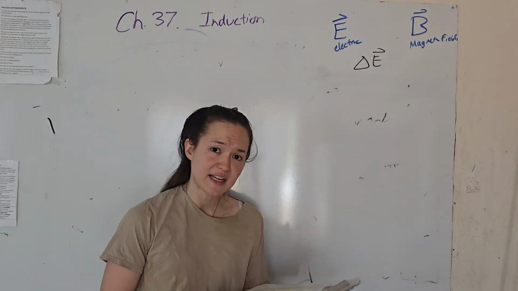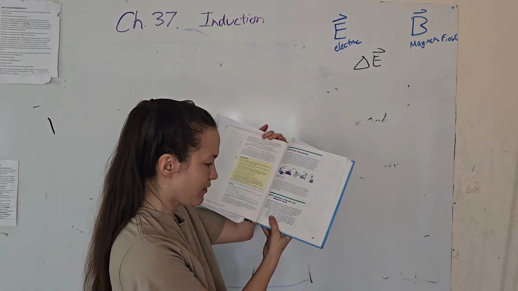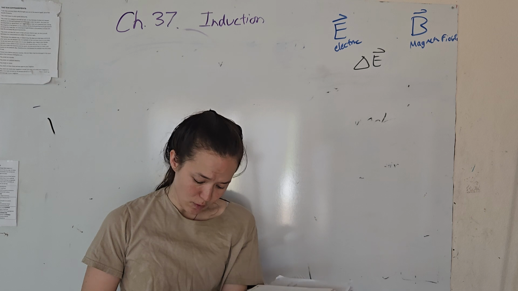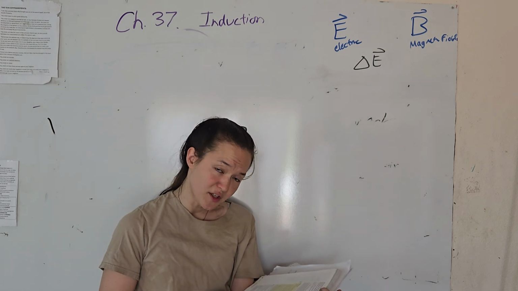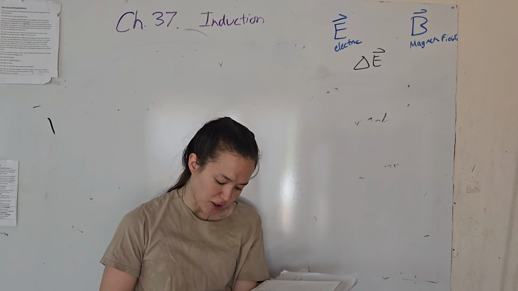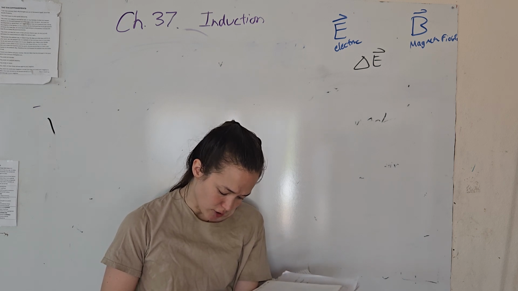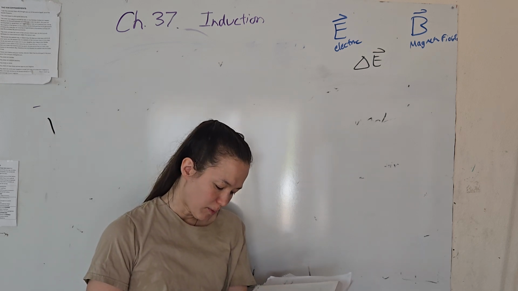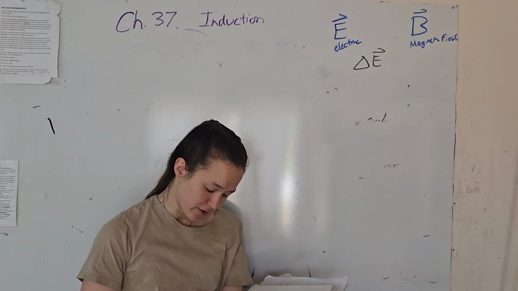So he restates it in a different way on page 587. And he said, an electric field is created in any region of space in which a magnetic field is changing with time. The magnitude, so the size of that created field, is proportional to, that means it will get bigger when the other thing gets bigger, or smaller when the other thing gets smaller, is proportional to the rate at which the magnetic field changes.